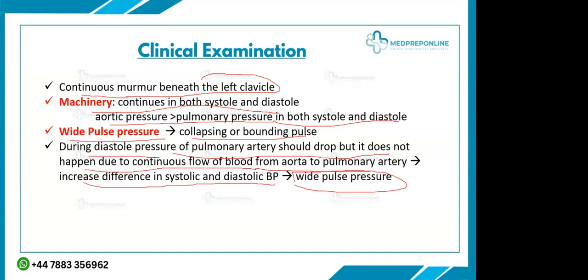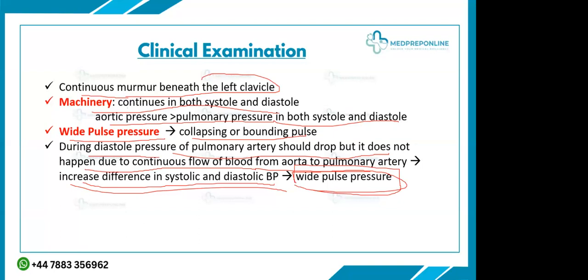So what happens during diastole, when all the blood is ejected from the pulmonary artery to the lungs, and then from there to the left atrium? The pulmonary artery pressure should drop, but it does not happen because there is a continuous flow of blood from the aorta to the pulmonary artery. So its pressure will remain the same, and there will not be that much difference. So it's going to cause an increased difference in the systolic and the diastolic BP. That will be a wide pulse pressure. You will see it on the blood pressure.